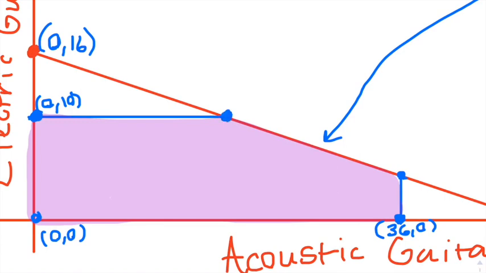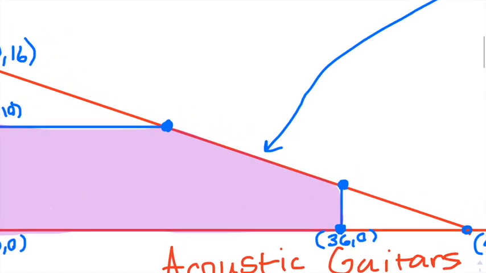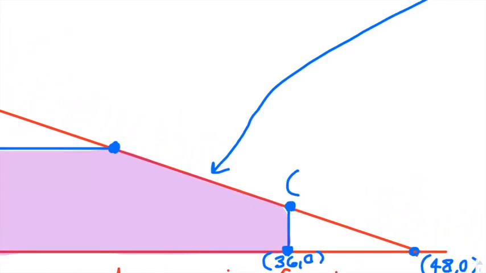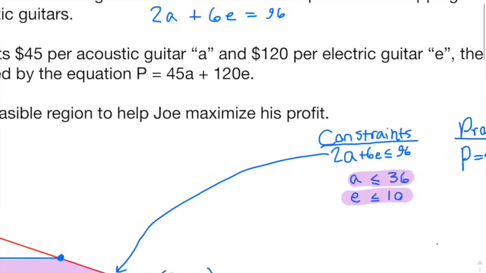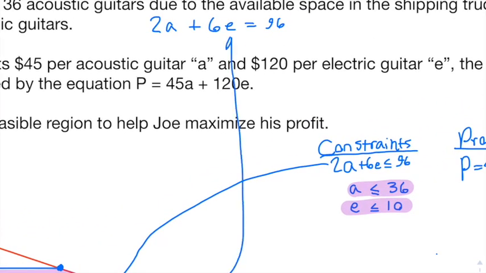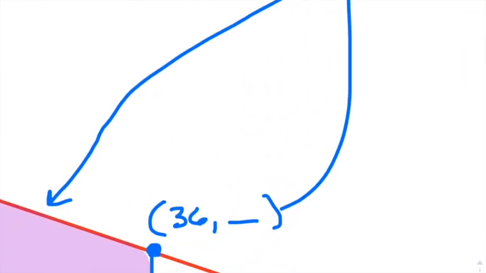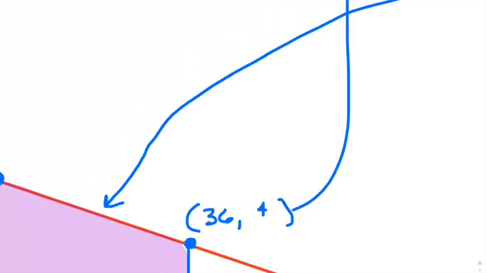Now, as far as these points right here, you need to find those vertices. We know the first number should be 36, comma, and we don't know what goes in that blank. We find it by plugging that back into this equation based off of the hours. If you plug in 36 for A and do the math, I already have it written out, you will get 4. You can take my word for it, or you can work it out. I'm just trying to keep the video short.